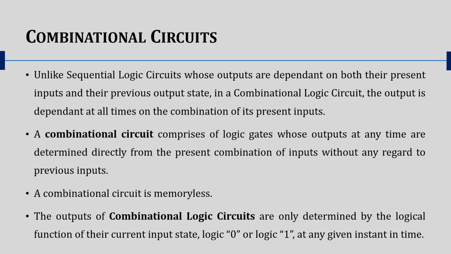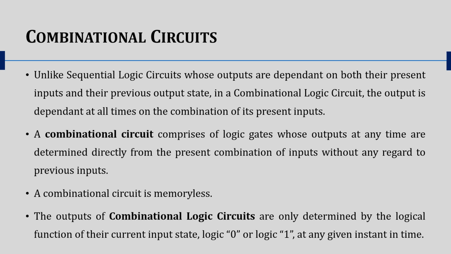inputs. Okay, so a combinational circuit comprises logic gates whose outputs at any time are determined directly from the present combination of inputs without any regard to previous inputs. So if you are considering the present input as well as the previous state, then it is a sequential logic circuit. In the case of a combinational circuit, the output always depends only on the present combination of inputs.